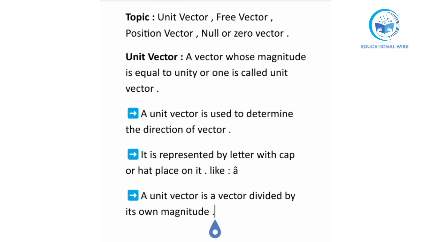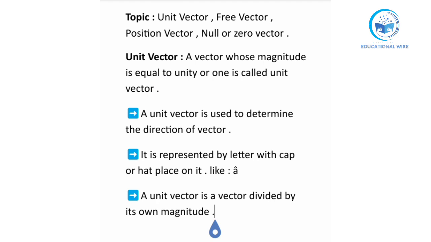In number second it said that it is represented by a letter with a cap. It's done already; you can use here A cap, it's a unit vector, C cap, D cap. The cap on it means it's a unit vector.